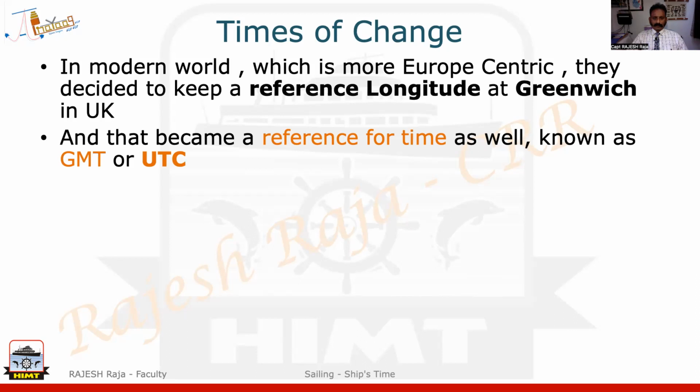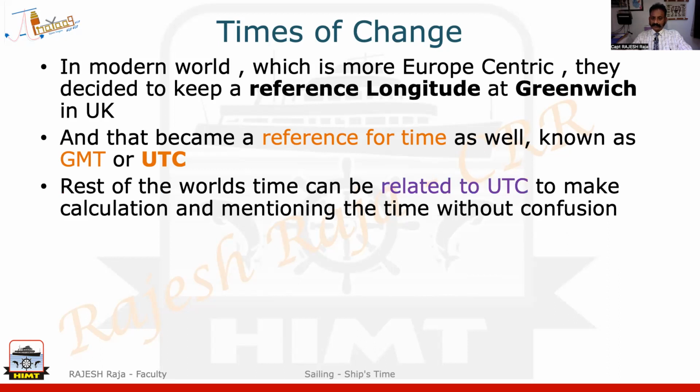So it was given a name called Greenwich Mean Time, the time which is maintained at that particular longitude, or in modern terms, it is more called UTC, or Universal Coordinated Time. So it's more common to use the word UTC rather than GMT. So let us also use UTC. The rest of the world's time can be related to this reference point. Since different countries keep different time, it's difficult to remember, but if you know the relation with UTC, it is very easy. So that is why it is always related to UTC.